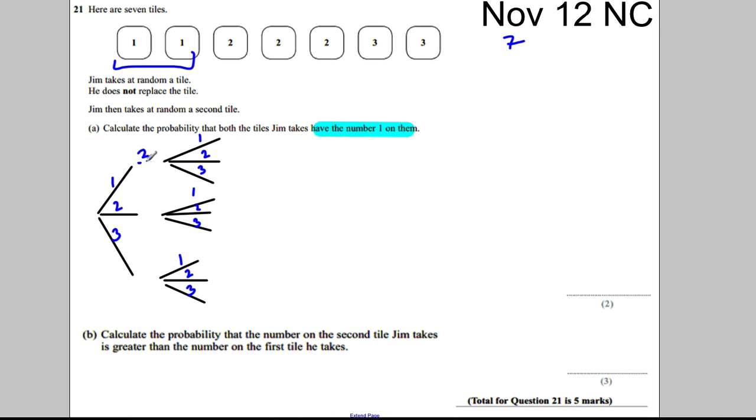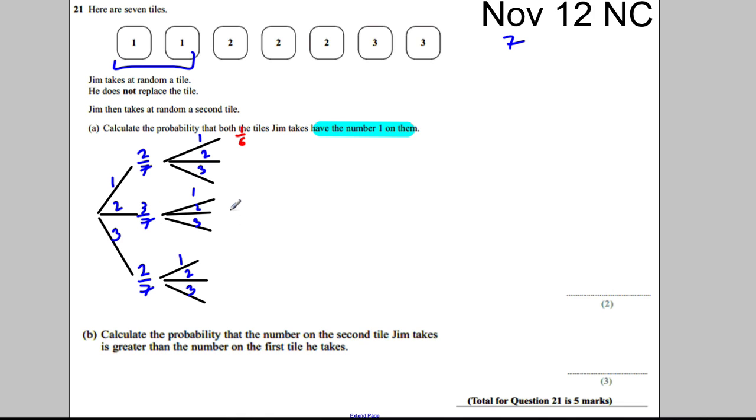So it's going to be 2 out of 7. The probability of getting a 2 is 3 out of 7. And the probability of getting a 3 is 2 out of 7. If you did take a 1, there is now 1 left, so there's now 1 out of 6. If we're just going to fill in this one here.